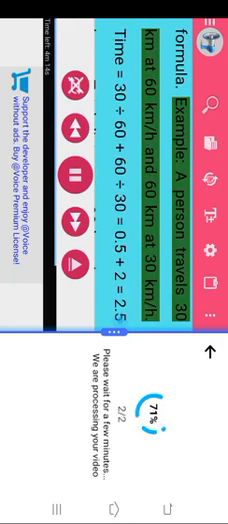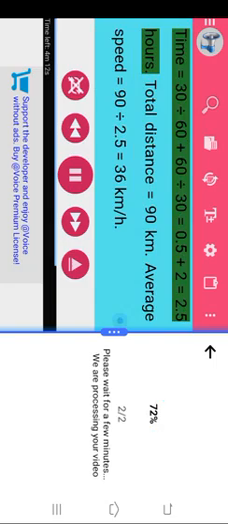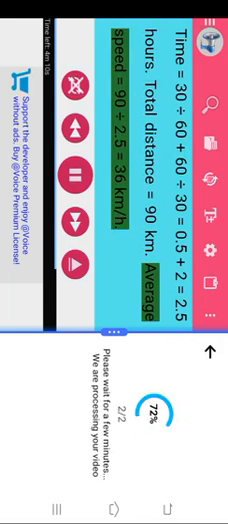Example, a person travels 30 kilometers at 60 kilometers per hour and 60 kilometers at 30 kilometers per hour. Time equals 30 divided by 60 plus 60 divided by 30 equals 0.5 plus 2 equals 2.5 hours. Total distance equals 90 kilometers. Average speed equals 90 divided by 2.5 equals 36 kilometers per hour.